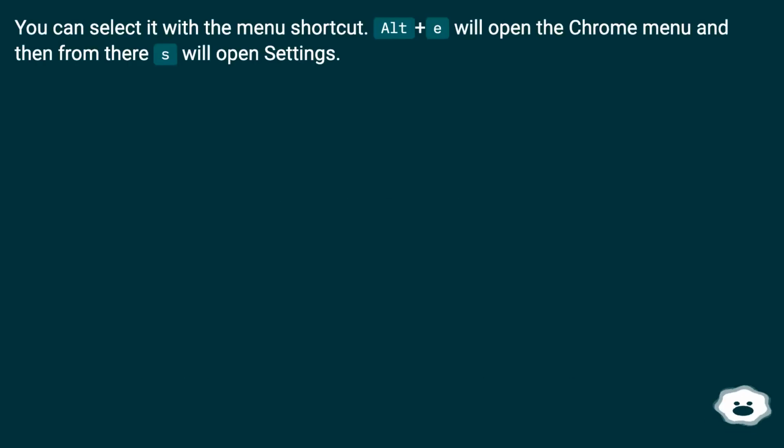You can select it with the menu shortcut. Alt plus E will open the Chrome menu, and then from there S will open settings.